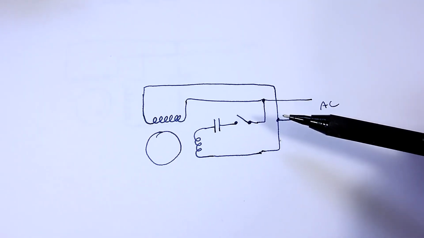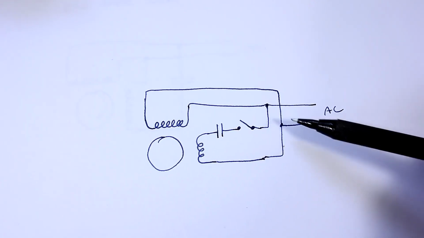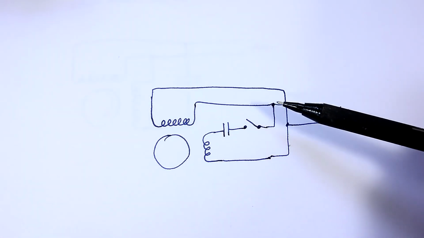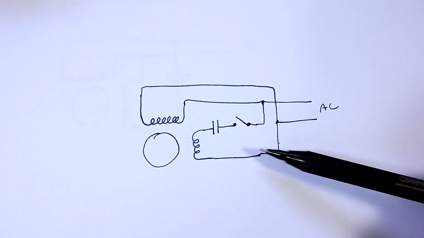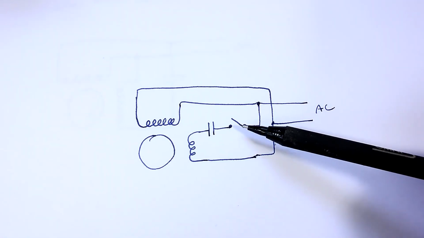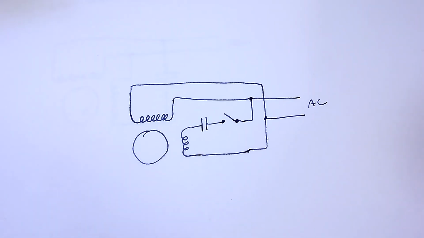So the schematic for this motor is very similar to our split phase motor, with one winding directly on the AC and the other one in series with the capacitor on AC, except that this winding is much thinner and we turn off the winding once the motor's up to speed.